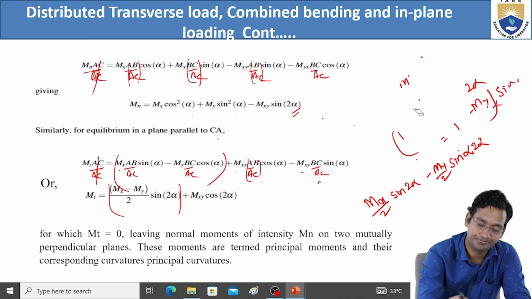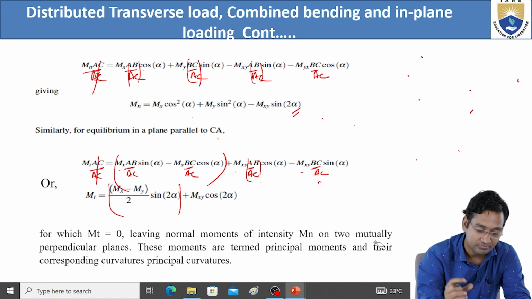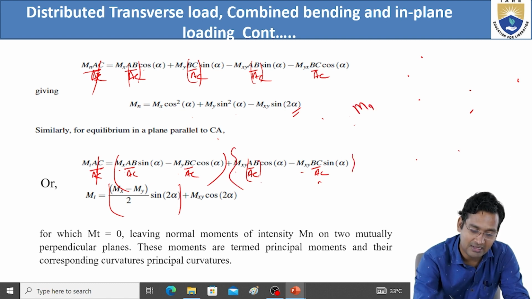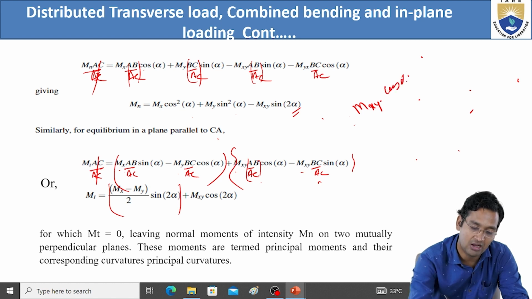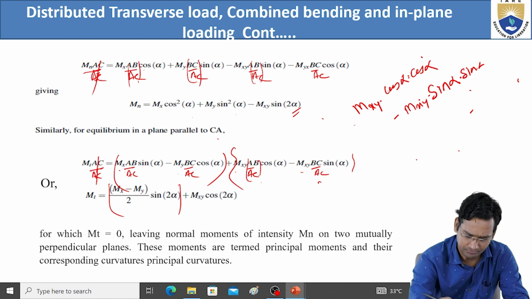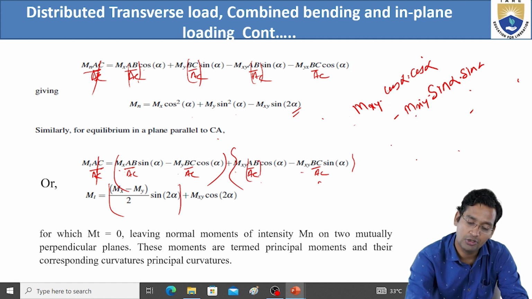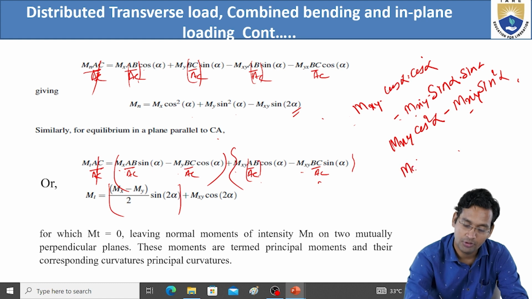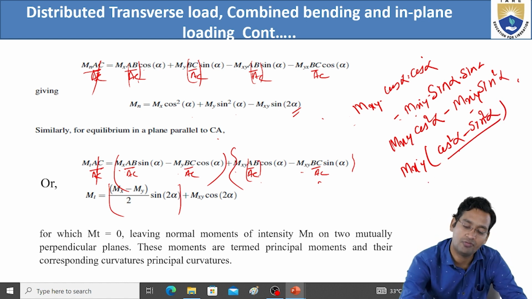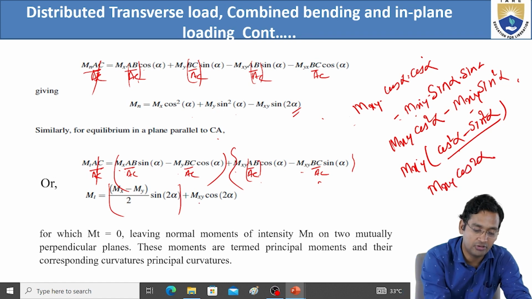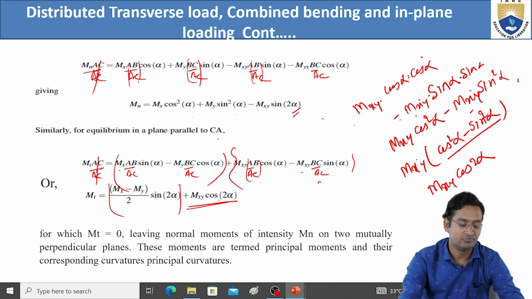Now for this one, these two terms we are solving. Mxy into AB by AC is cos alpha, so cos alpha into cos alpha, minus Mxy BC by AC is sin alpha, so sin alpha into sin alpha. Or Mxy is minus of Myx. So this will be Mxy cos square alpha, and minus of minus, so minus Mxy sin square alpha. Now take Mxy common: cos square alpha minus sin square alpha. So cos square alpha minus sin square alpha is what? Cos 2 alpha. So from here we will get Mxy cos 2 alpha. Okay, so the first part we solved.